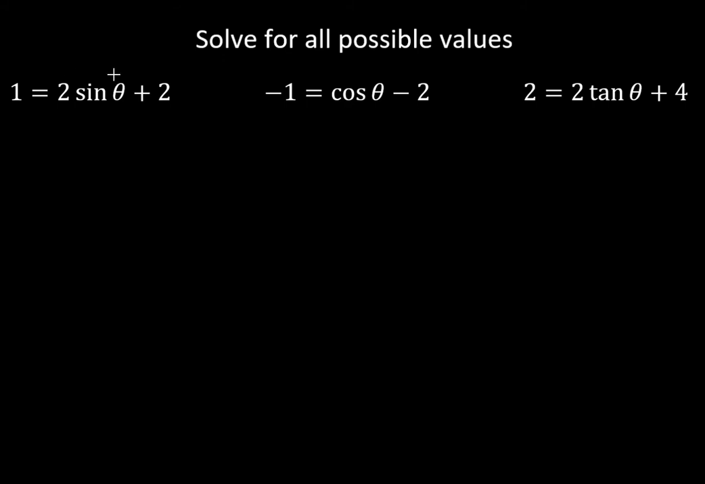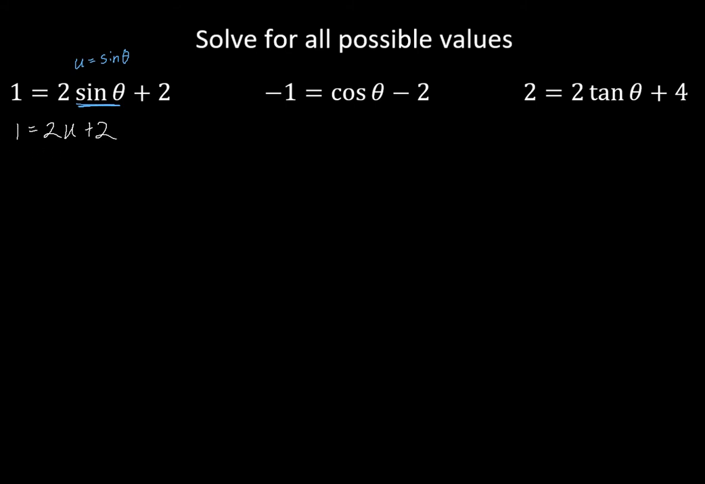Now, the difference here is in previous problems, it's always been some number equals trig function. But now we have to rearrange it. So what might help some people is to do what's called u substitution. I'm going to go ahead and say that u is equal to sine of theta. This is a temporary change. And what that does is make the problem easier to look at for some people. 2u plus 2. Well, now it's just an algebra problem.